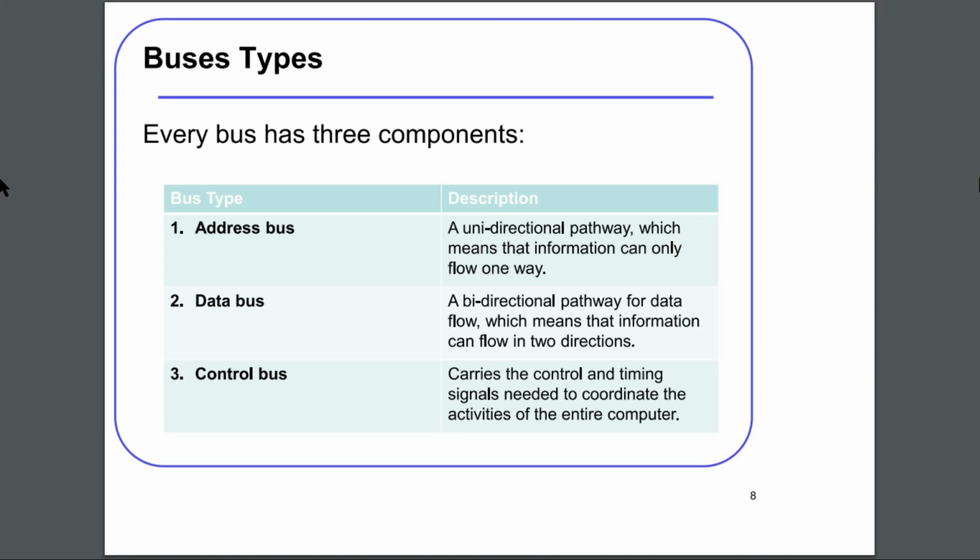So let's move to the next slide. In this slide we can see the bus types. Every bus has three components. Bus types are address bus, data bus and control bus. The address bus is a unidirectional pathway, which means the information can only flow one way. And the data bus is a bidirectional pathway for data flow, which means that information can flow in two directions. Control bus carries the control and timing signals needed to coordinate the activities of the entire computer.